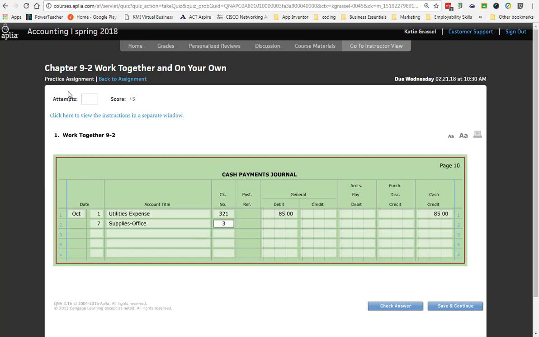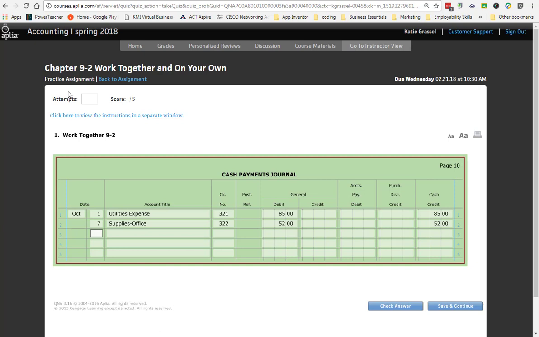Source document is 322. What you will notice on your cash payments journal is you should never have a missing check number. If you ever find that you all of a sudden jump from 322 to 325, that should tell you that you missed journalizing a couple checks, because checks are going to be pre-printed. We're going to record the supplies office and utilities expense exactly the same. So I'm going to do a general debit of 52 and a cash credit of 52. Straightforward enough, just like we did before, right?